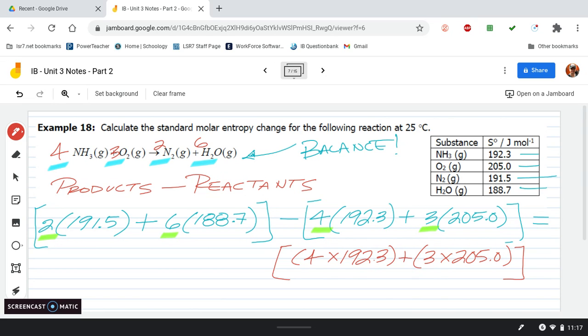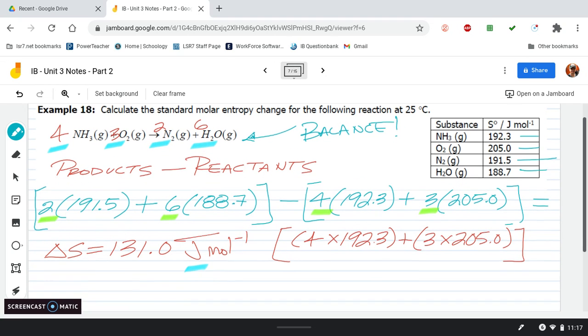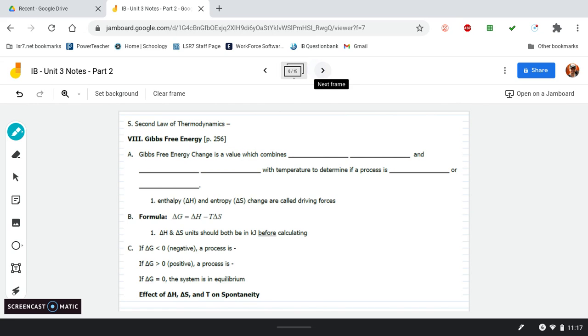So, okay, run all that through, and it looks like you've got 4 sig figs. So we're going to say that the delta S equals 131.0. And again, paying attention to this joules unit here. Right there. All right, there you go. That's finding delta S mathematically, and that is pretty straightforward.